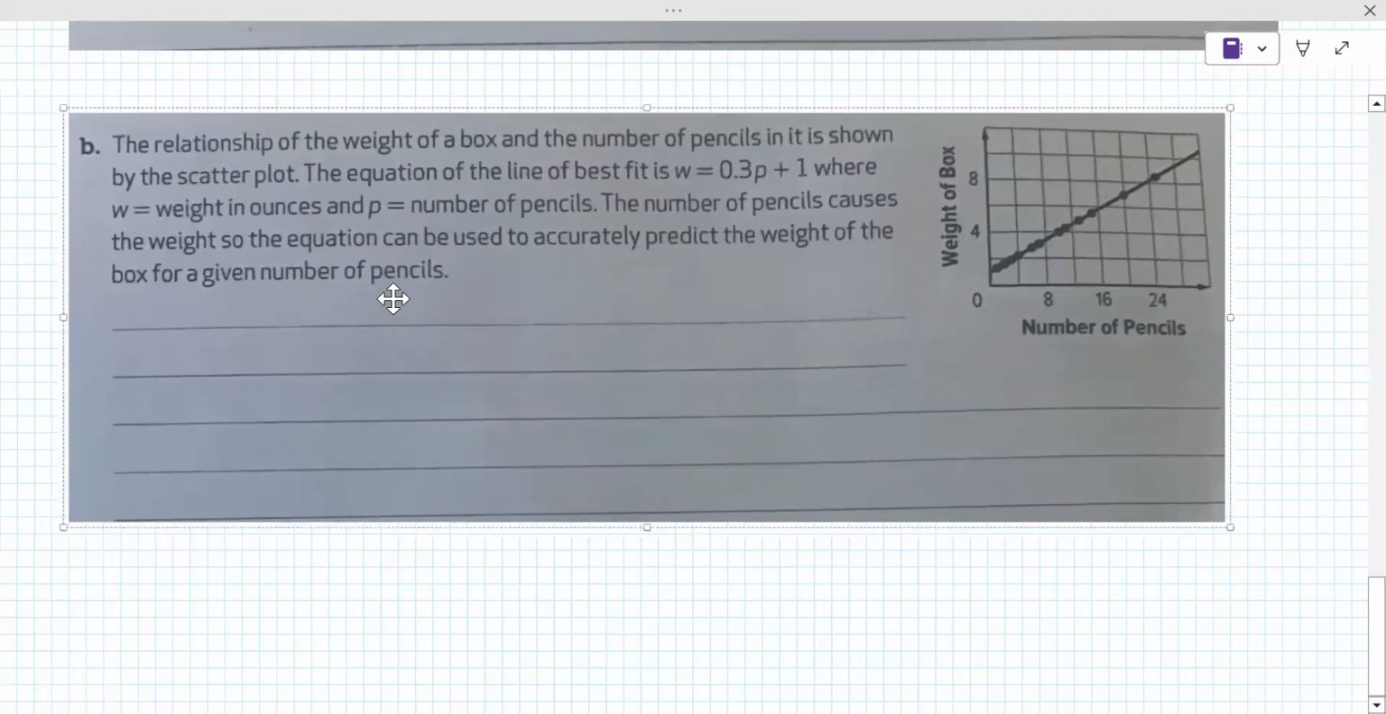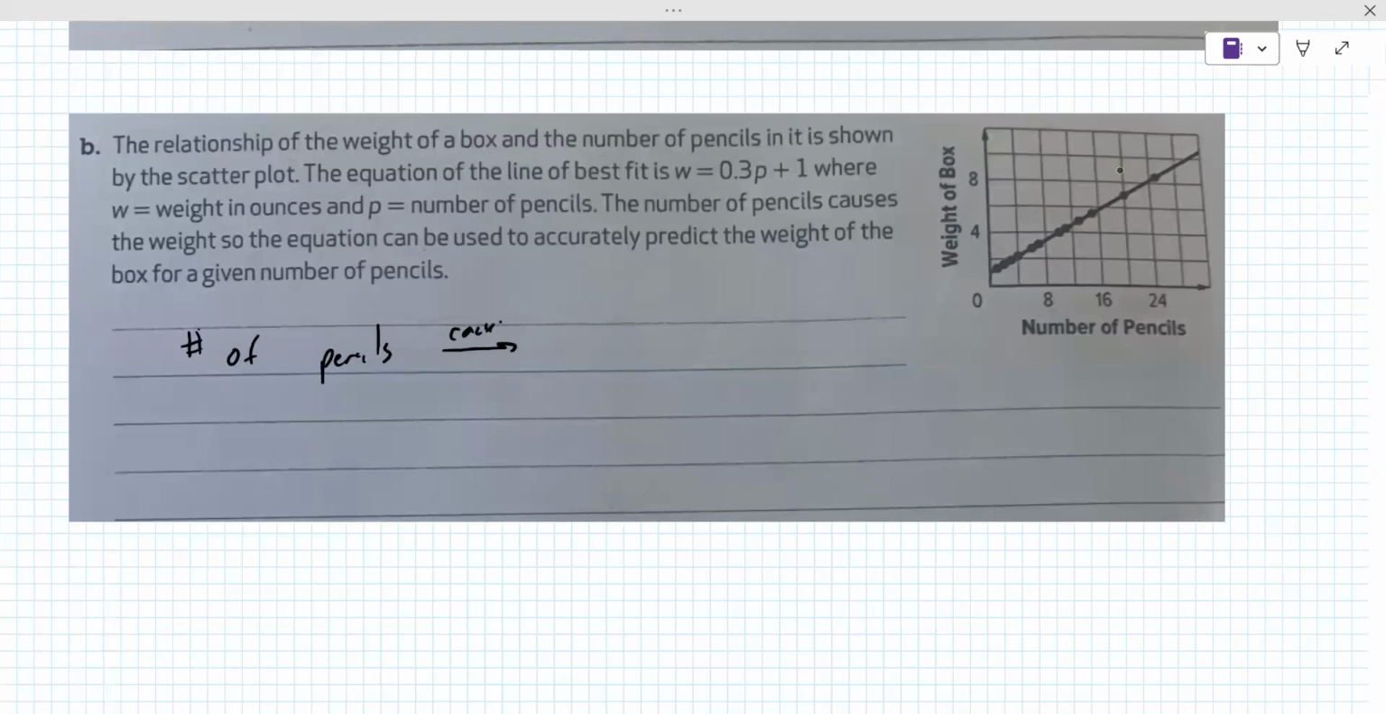I believe this one is valid. Let's take a look at it. It says the relationship of the weight of a box and the number of pencils in it is shown by a scatter plot. So what they're trying to say is as you add more pencils to the box, the weight of the box goes up. And you have to decide if the number of pencils causes the weight to increase. Yeah, it does. Absolutely. And there's no uncertainty about that.